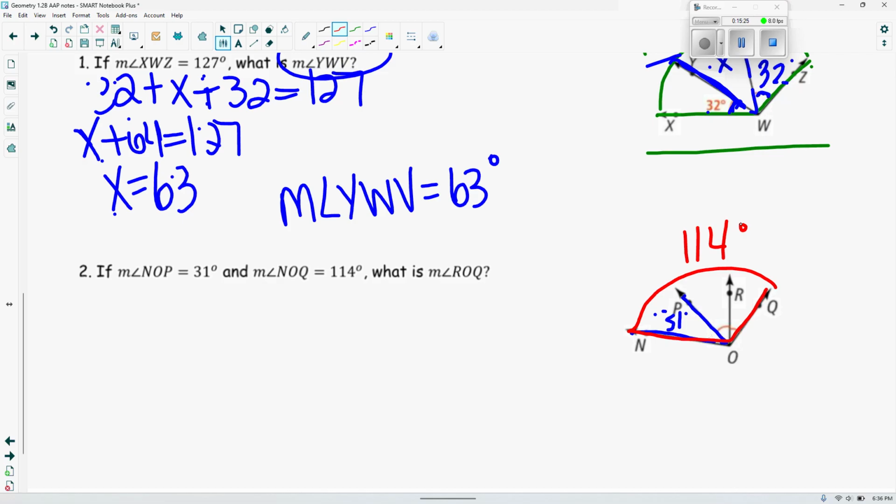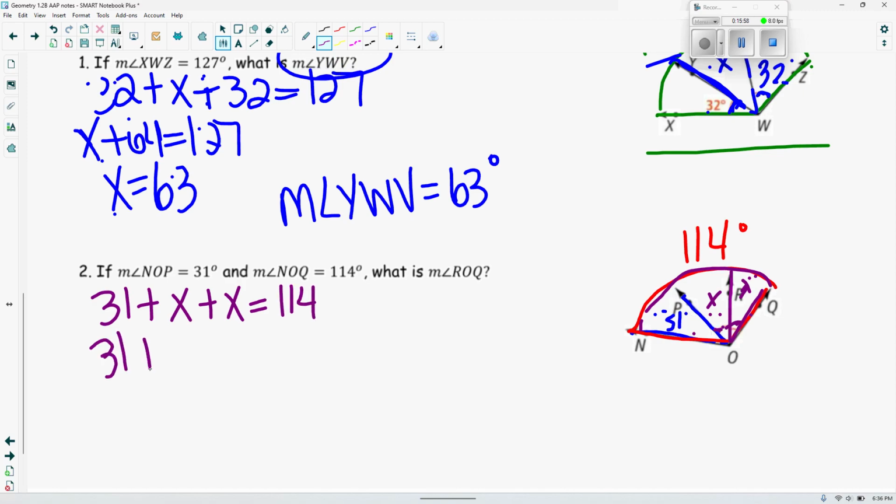They're asking what is angle ROQ? That's my X. Notice that this one and the one they're asking me to find have the same markings. So since I called this one X, I can call this one X. Again, the angle addition postulate tells me if I add those three angles up, I get this great big angle. So that's what I'm going to write. 31 plus X equals 114.